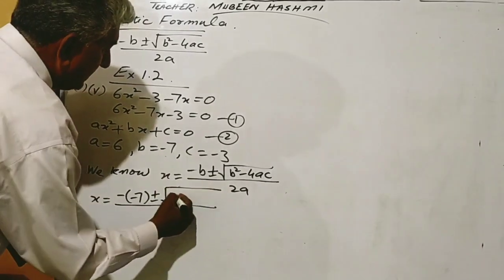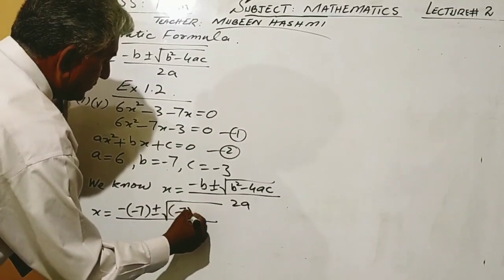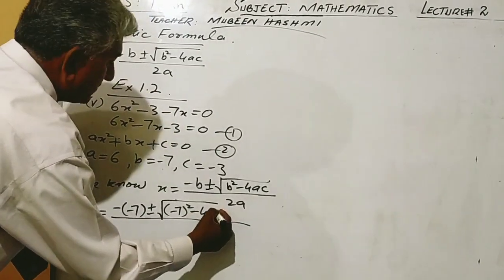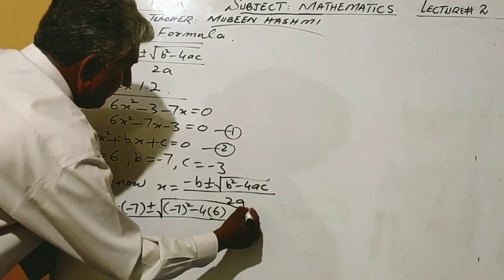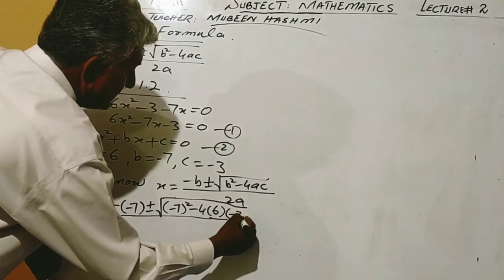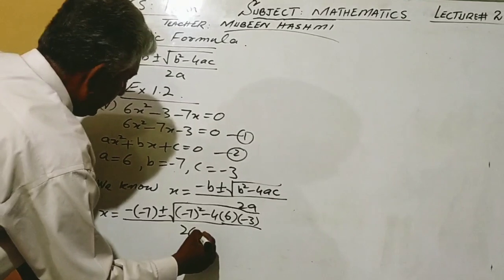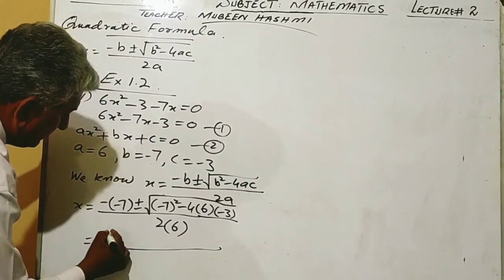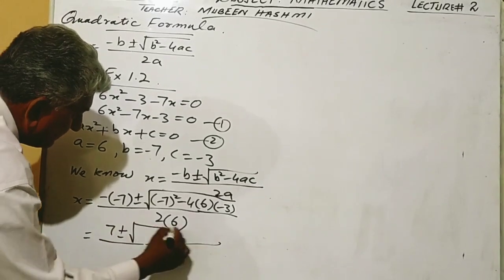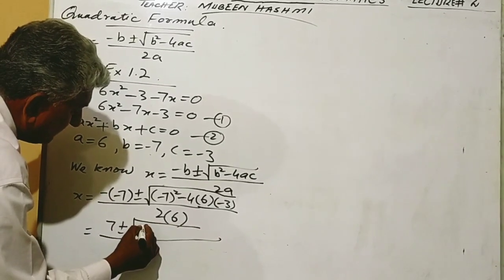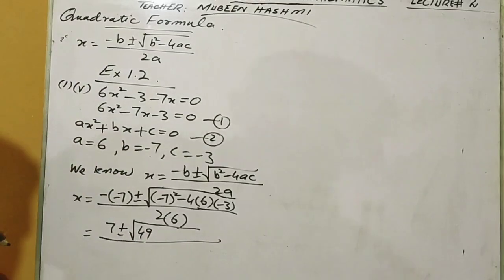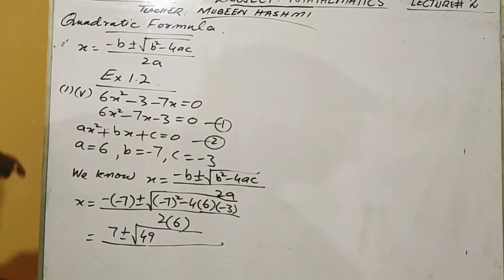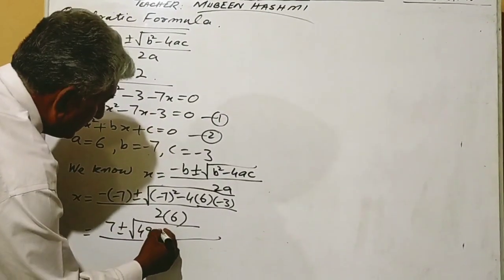So this is b square, minus 7 square, minus 4. In place of a, this is 6. In place of c, this is minus 3, over 2 times a, this one. Now after simplification, 7 plus minus, this is 49. You know that when there is a minus sign within the bracket and the power is even, then the minus becomes plus. So this is plus.